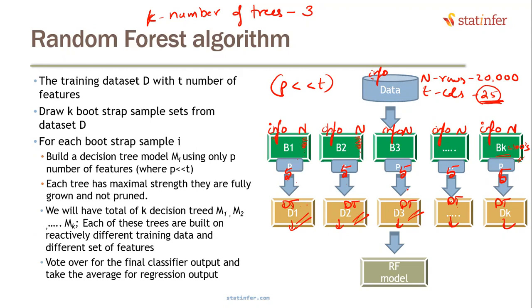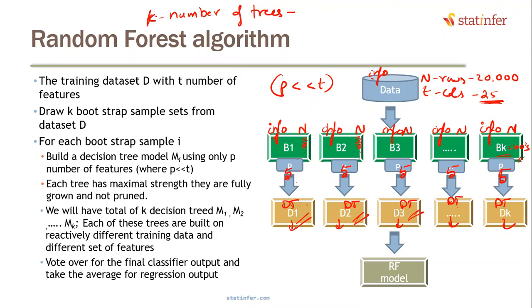Maximum, how many columns you will use? 15 columns. That means there will be a loss of data. You will not be using complete data. That means overall, your model will not get to see all the columns, all the features. The model will have very less accuracy, which means your model will be underfitted.